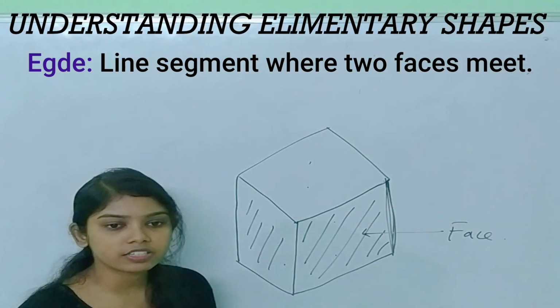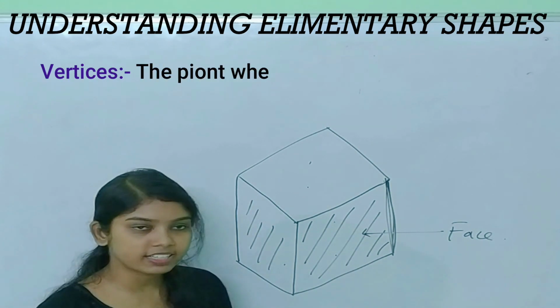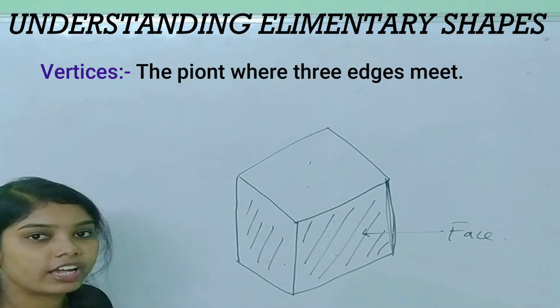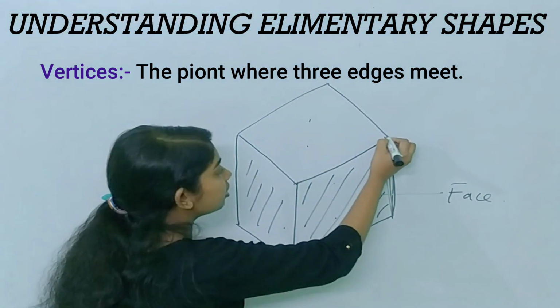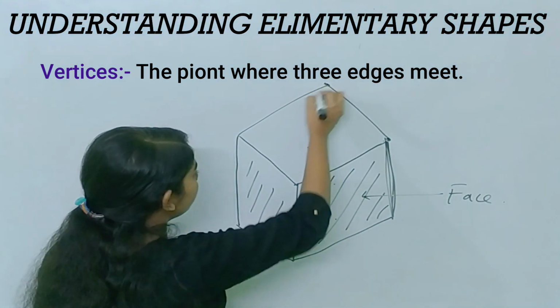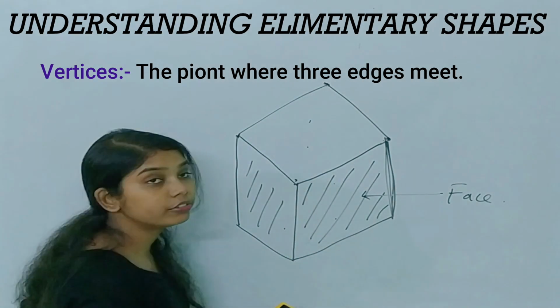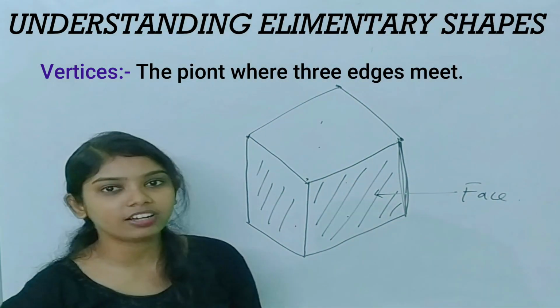So the next one is vertices. What is a vertices? The point where three edges meet is called a vertices. Okay? This one is a vertex and this one is also a vertex. Okay? The point where three edges meet is called a vertices.